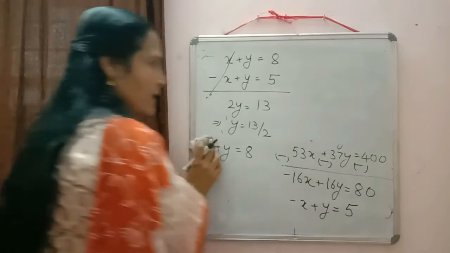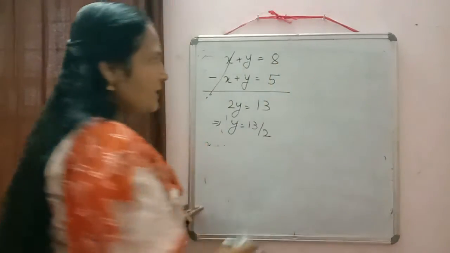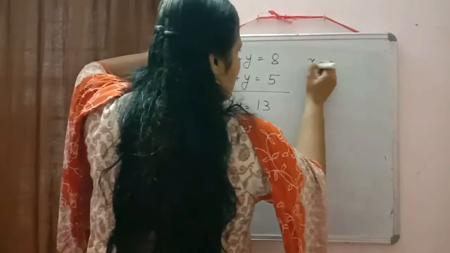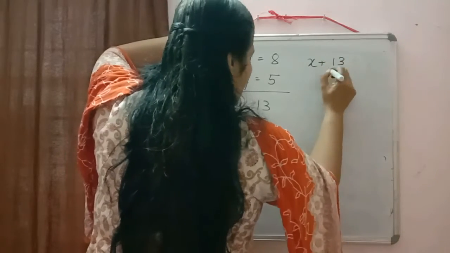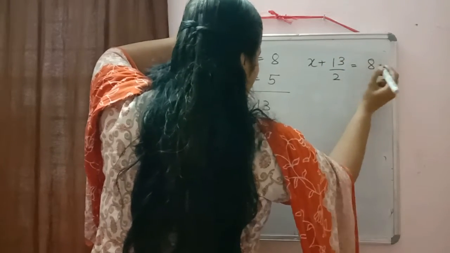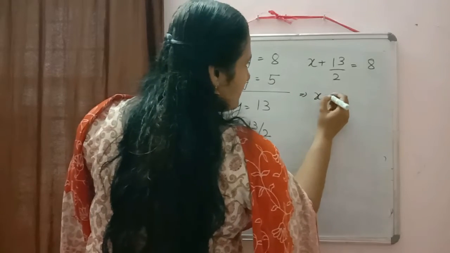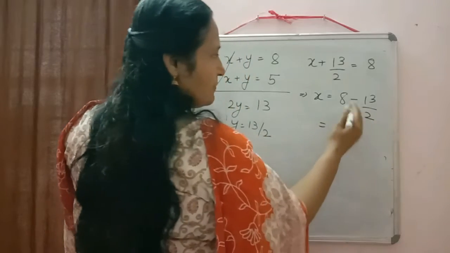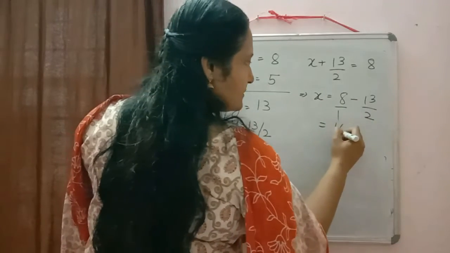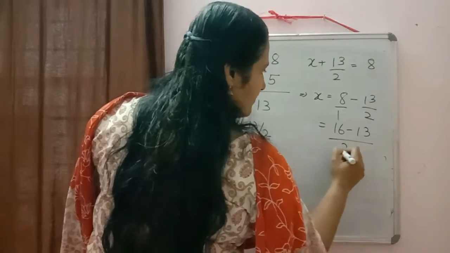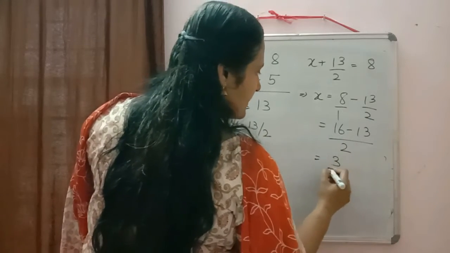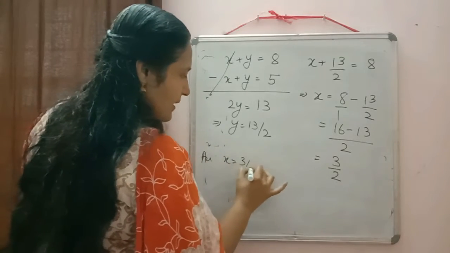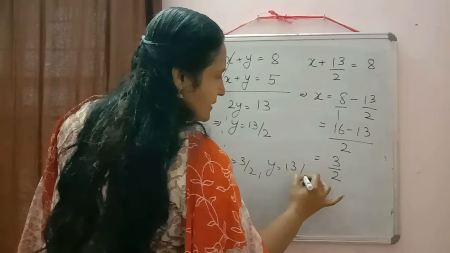And to find out the value of x, we can substitute in any one of the equation. This equation, not the given equation. So suppose I am substituting in first one only. x plus 13 by 2 is equal to 8. So we can shift 13 by 2 to right hand side. So we will get x equals 8 minus 13 by 2. Do the cross multiplication. 8 2s are 16 minus 13 by 2. 16 minus 13 is 3 by 2. So write down the answer. x is equal to 3 by 2 and y is equal to 13 by 2.